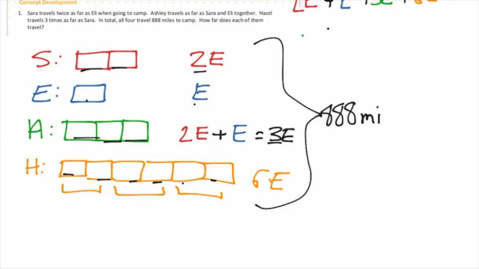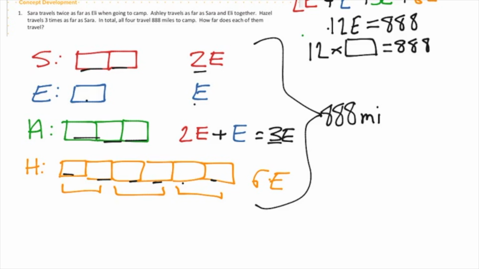And what does that all need to equal? We said it was all going to equal 888 miles. Okay, well, let's add those together. We have 2E, this is just 1E, 3E, and 6E. So if we're looking at it all together, that gives us 2 plus 1 plus 3 plus 6, 12E, 12 times Ellie, equals 888 miles. Okay, so let's think of it like this. 12 times what equals 888? How are you going to figure that out?